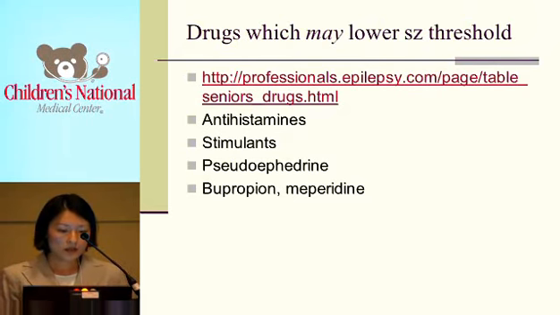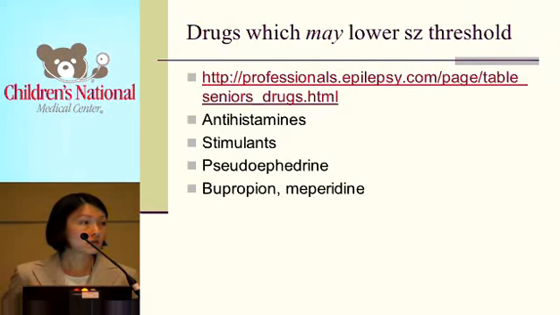Wellbutrin, Demerol, those actually do tend to be medications that do tend to lower seizure threshold.